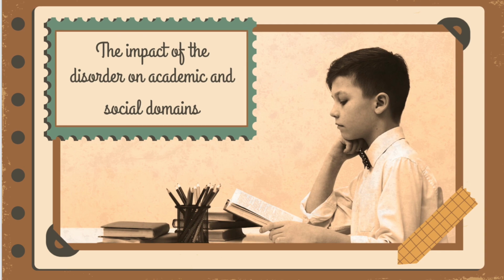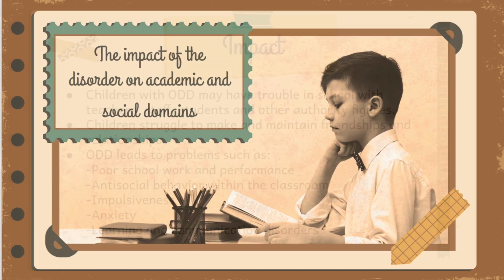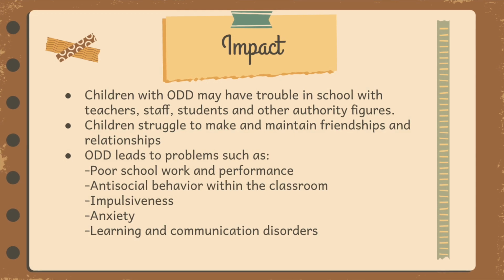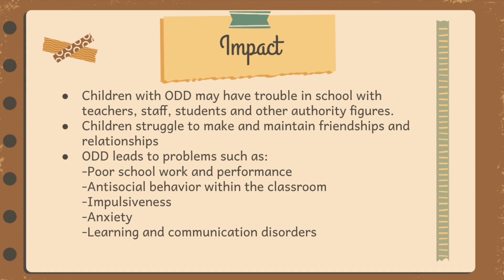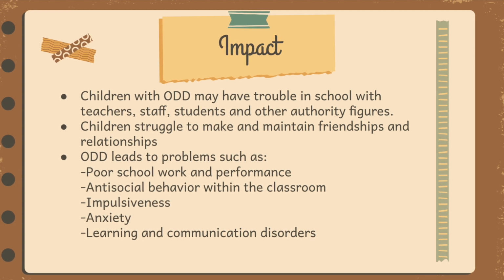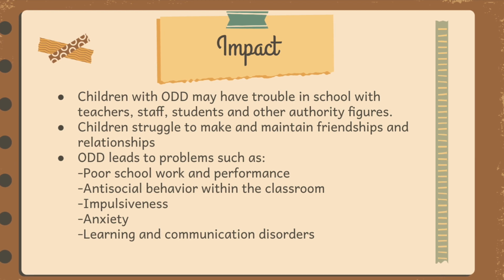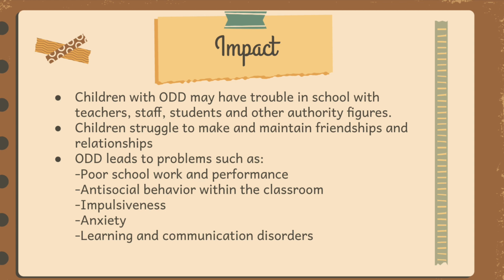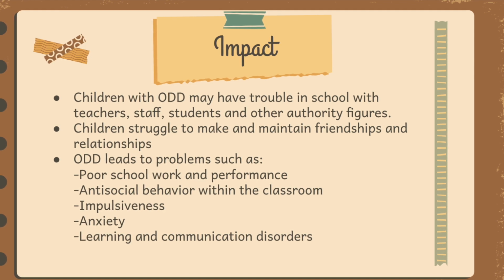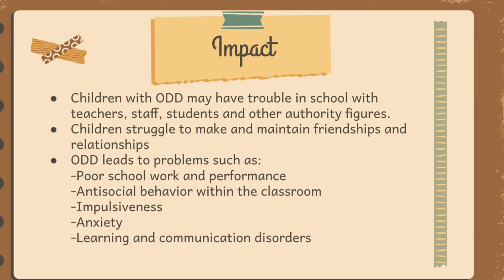The impact of the disorder on academic and social domains. Children with ODD may have trouble in school with teachers, staff, students, and other authority figures. Children struggle to make and maintain friendships and relationships. ODD leads to problems such as poor schoolwork and performance, antisocial behavior within the classroom, impulsiveness, anxiety, and learning and communication disorders.